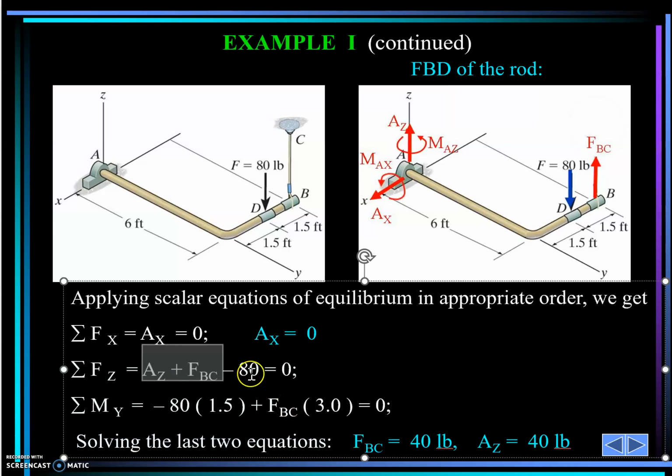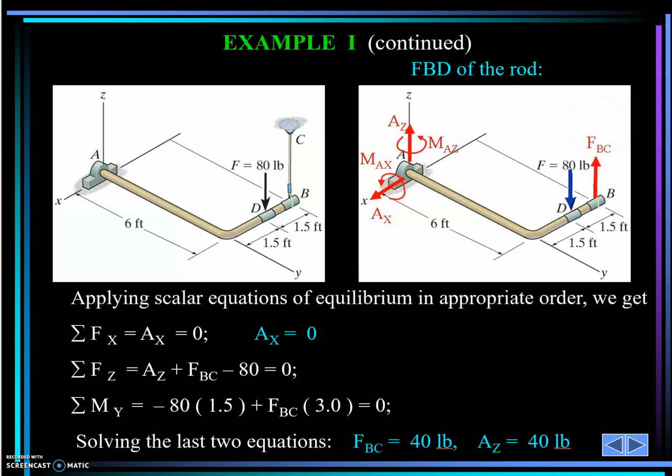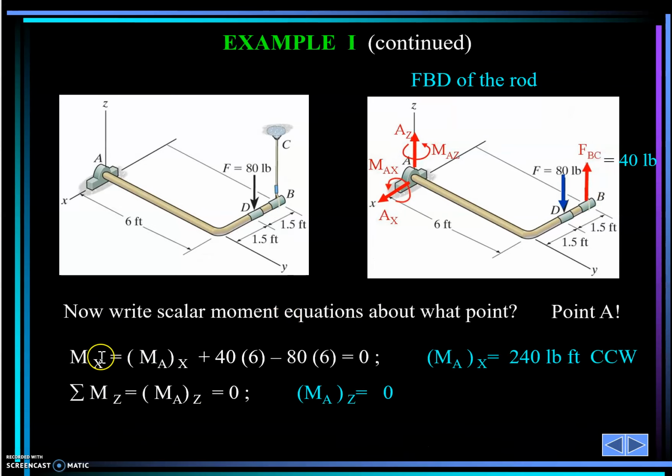You plug it back into sum of force of Z, you find A sub Z. Done. So you came up with AX, AZ, FBC. Are we done? Not really. We would like to get the moments. How can I get the moments? If you use these equations, that's great. Let's move on to other equations: moment about X and moment about Z. Sum of moment about X equals 0. I have MAX. That's fantastic.